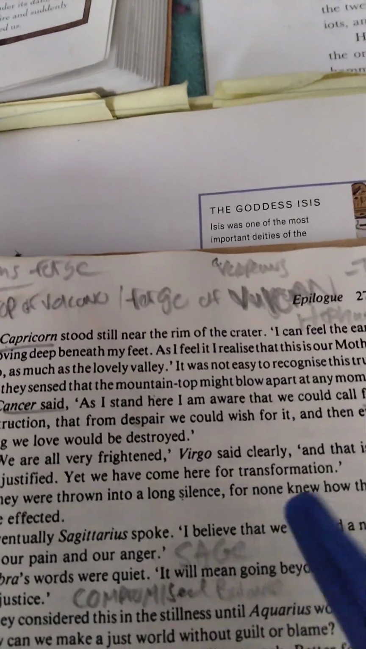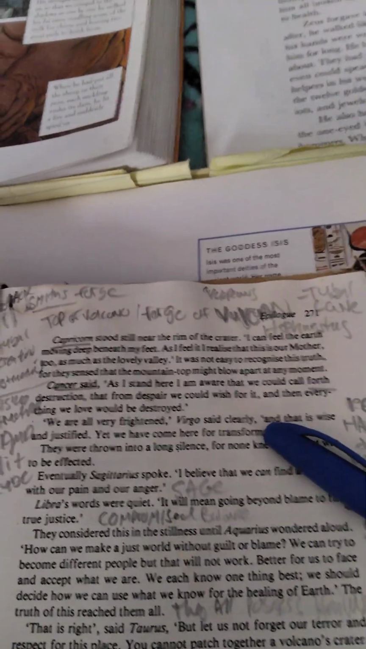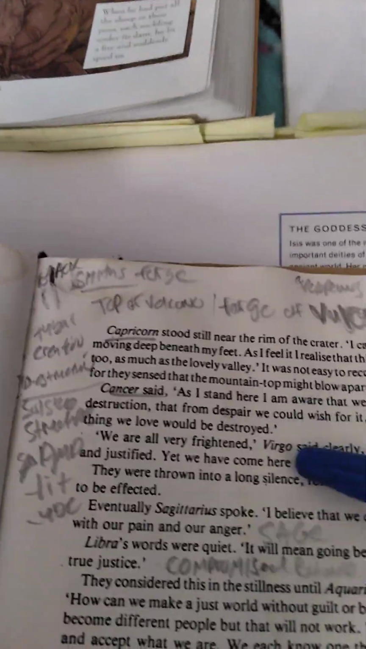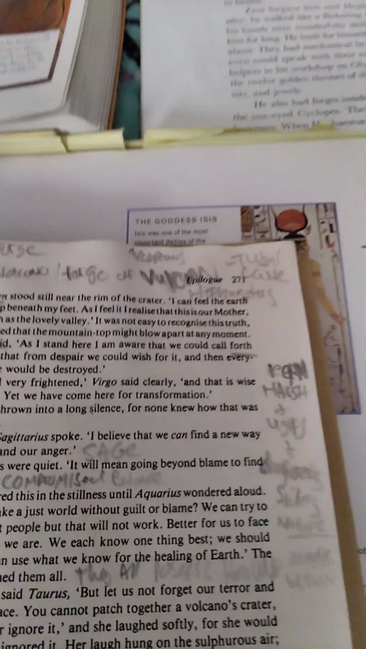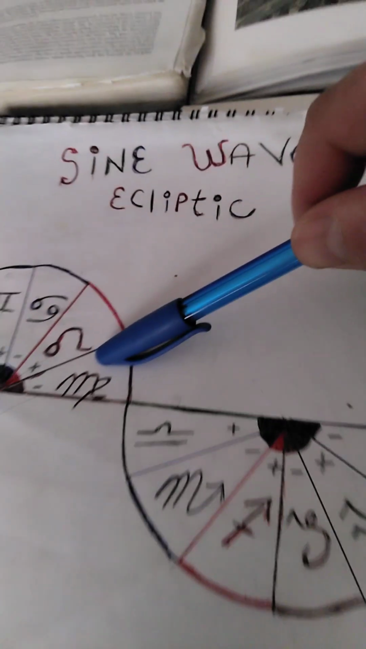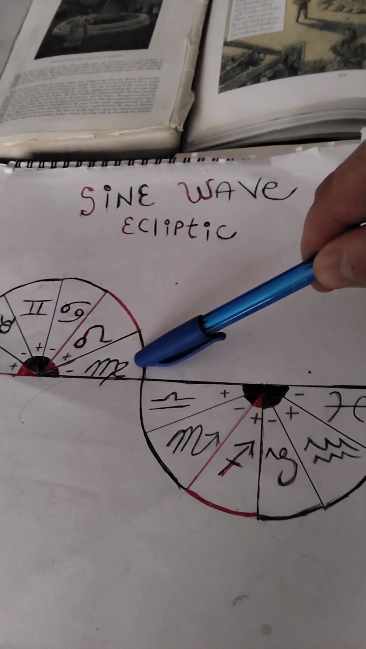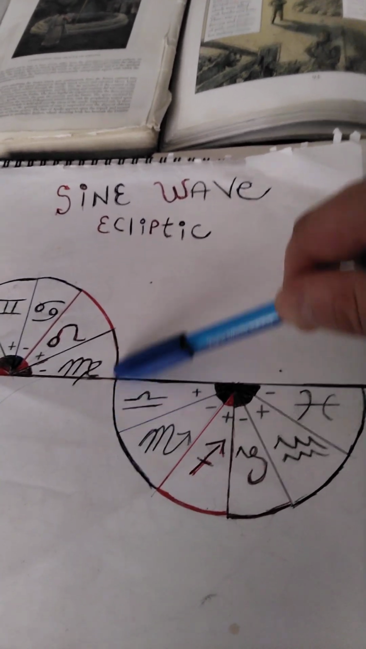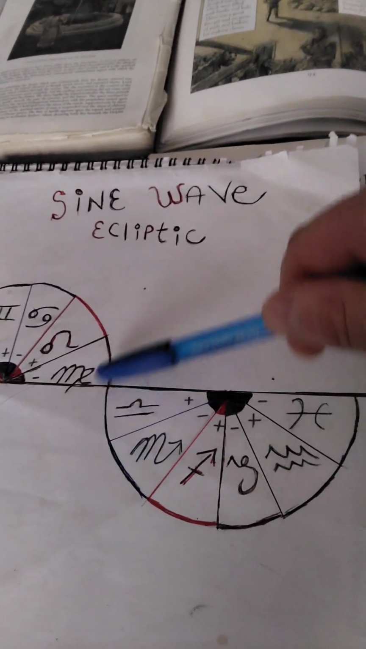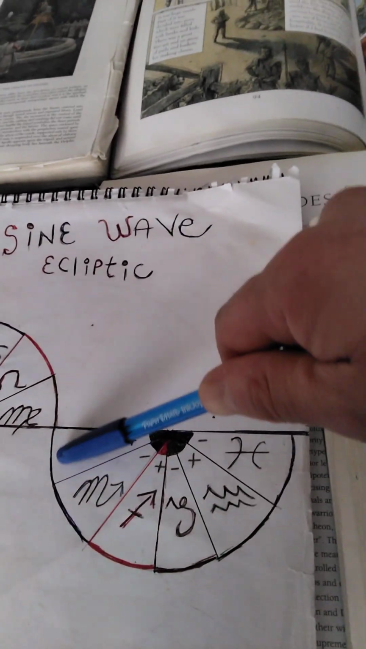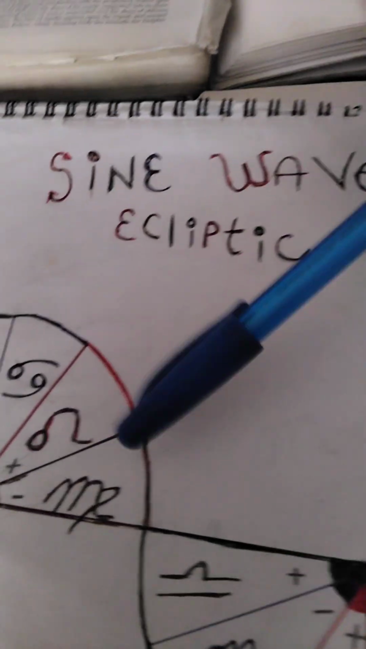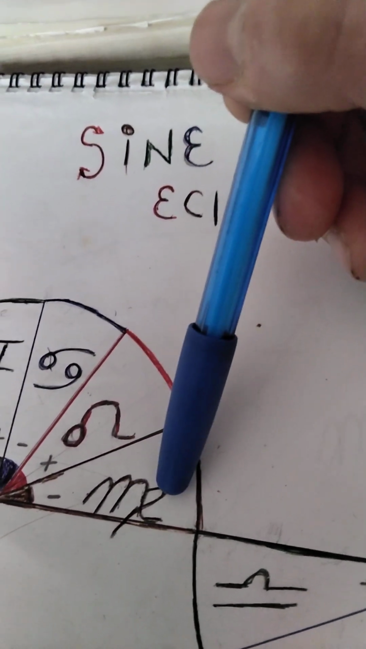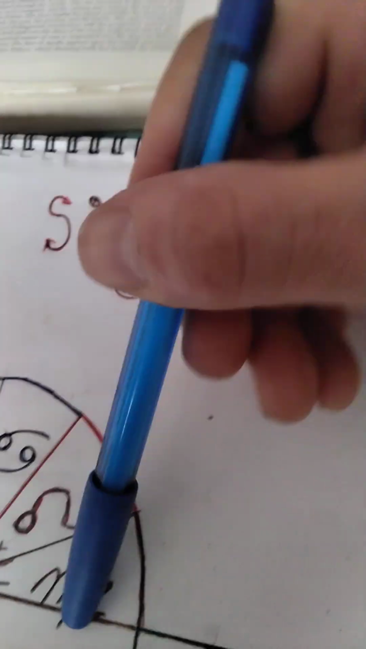So Virgo says, yes, we are all frightened clearly. That is wise and justified, yet we have come here for transformations. Very logical, Virgo. Virgo, hardcore. Virgo is the Virgin, right before she goes into Libra to be evolved into Scorpio. It's the last of the daytime signs, about to get fucked, about to lose virginity, you lose purity as it goes into Libra, the nighttime, the darkness. As you see, it's a vaginal canal. Or you could say it's closed.